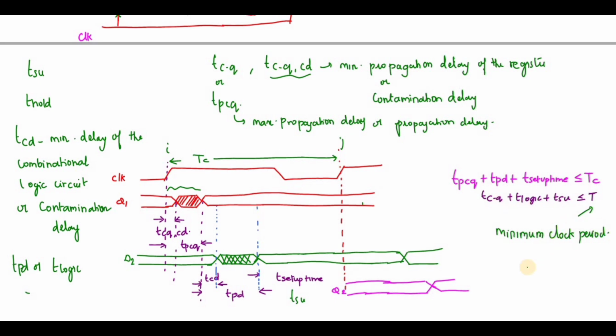Why? Because if I want to find the operating frequency, F is equal to 1 divided by T. So if I increase the T, the frequency will get reduced. So I have to keep it as a minimum clock period. If this is T minimum, then only the frequency goes to the maximum value.